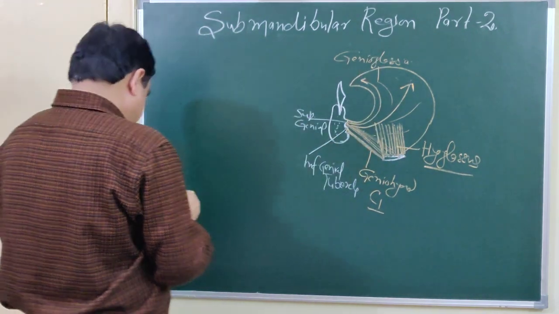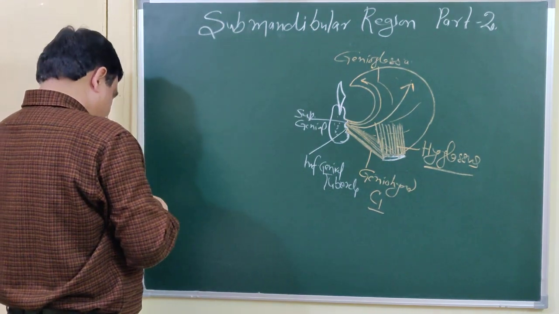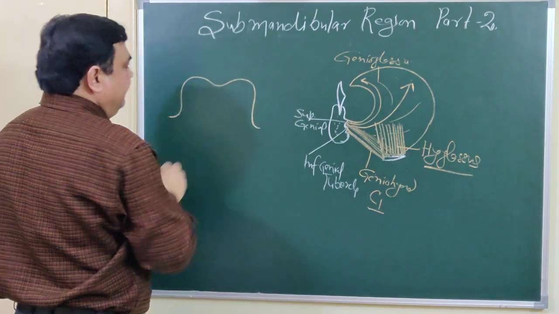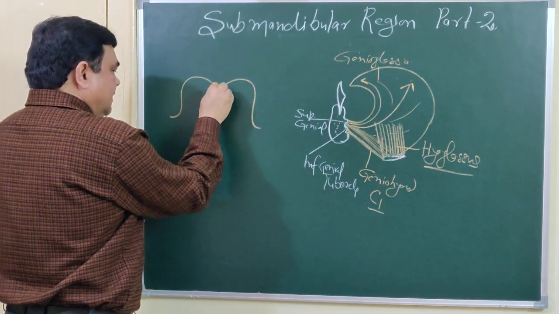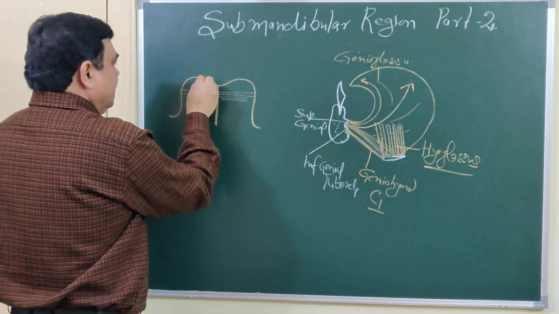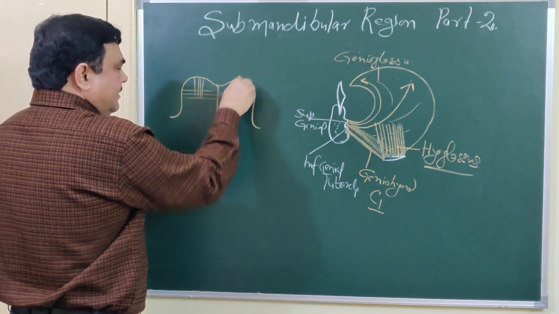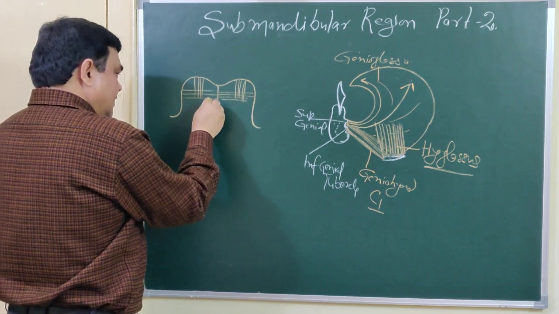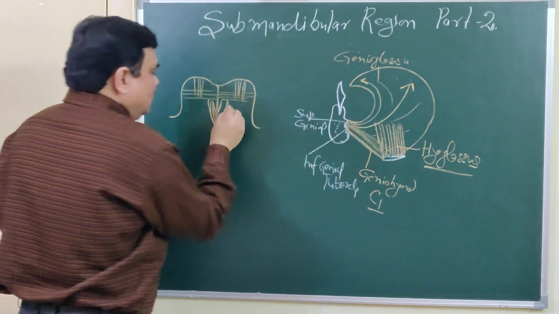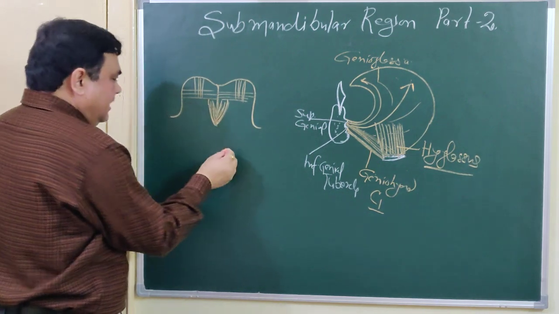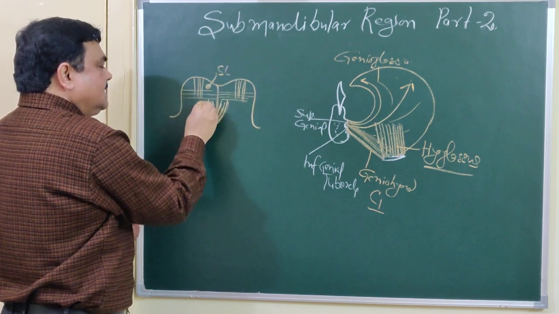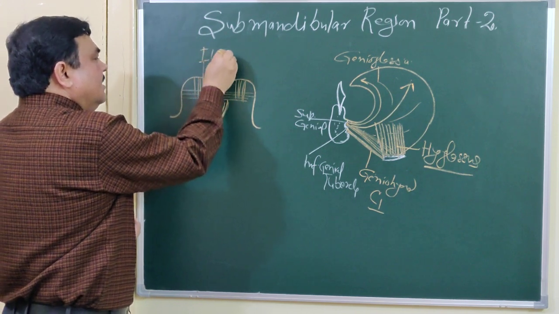You will find here the position of the tongue. In the tongue, there are transverse muscles. These are vertical muscles. These are intrinsic muscles. Here is the genioglossus muscle. And another muscle: here is the position of the superior longitudinal muscle. This is the inferior longitudinal muscle.